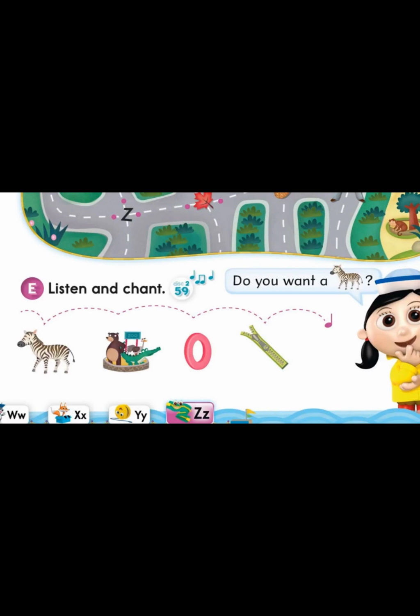Do you want a zebra? Do you want a zoo? Do you want a zero? Do you want a zipper?